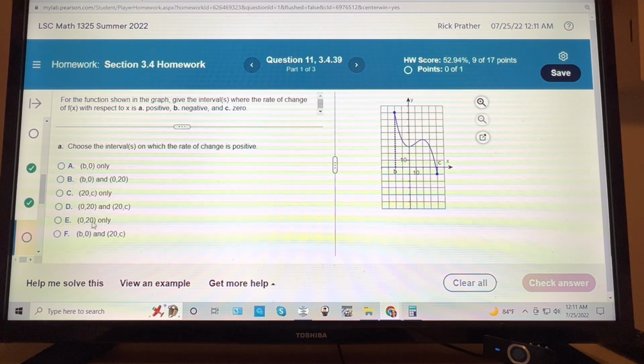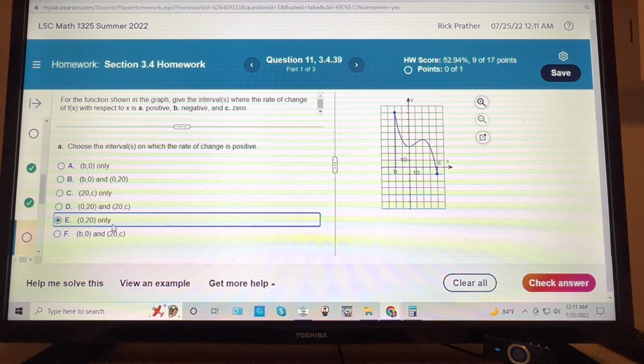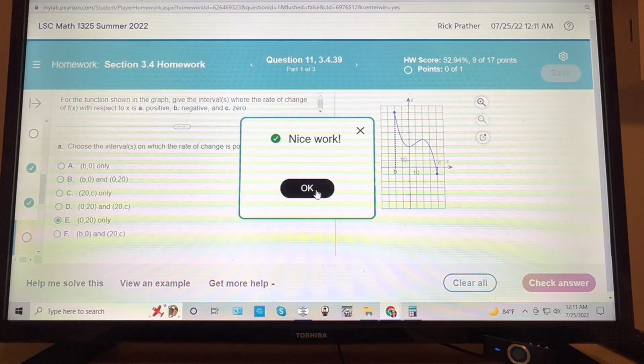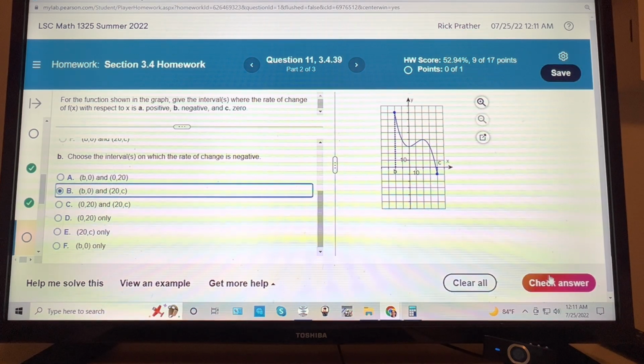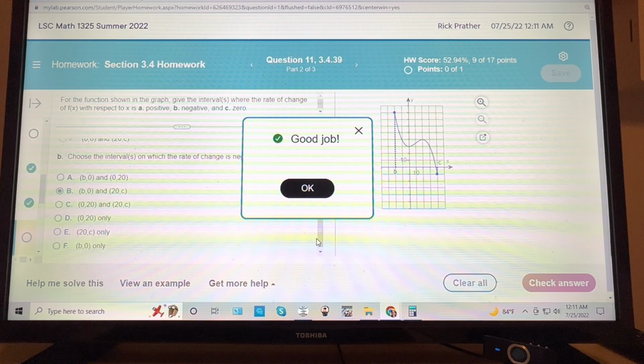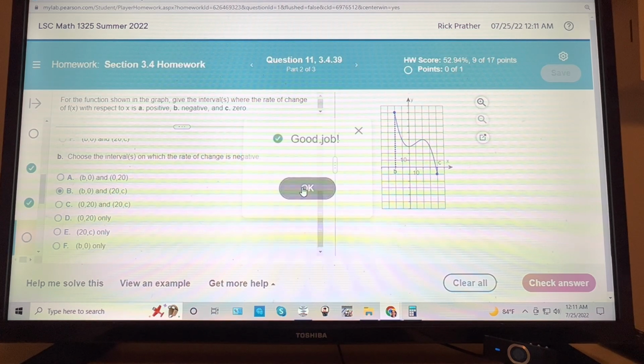So do they have 0 to 20 only? Yeah, 0 to 20 only is the only portion where it's positive. Derivative will be positive at that portion. It's negative from this arbitrary starting point of B all the way till 0, and then again from 20 all the way to this arbitrary point of C. So from B to 0 and from 20 to C, that's where the rate of change would be negative, because that's where the tangent lines would have negative slopes.